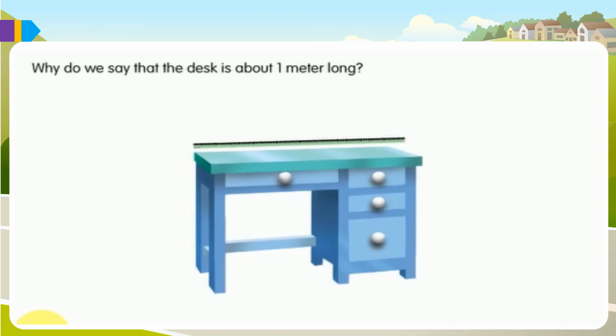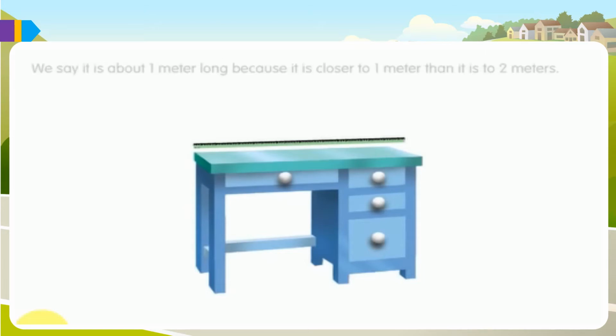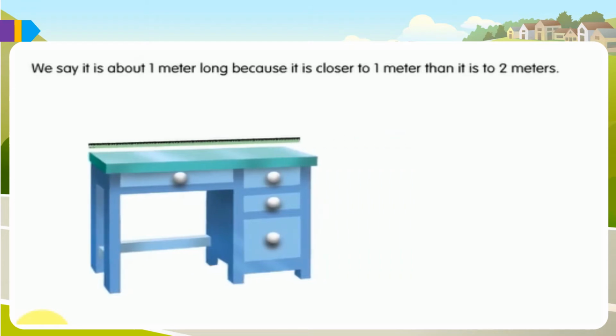Why do we say that the desk is about 1 meter long? Why do we use the word about? Excellent, because this is the estimated length. This is close to 1 meter, not exactly 1 meter. Very good. We say it is about 1 meter long because it is closer to 1 meter than it is to 2 meters.